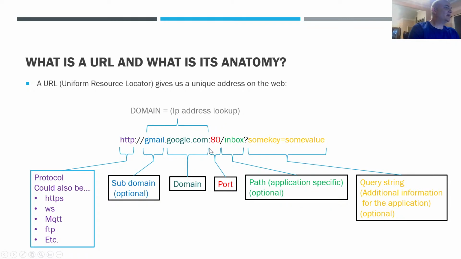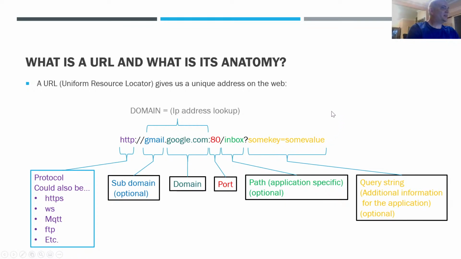Then after that comes a port, 80. Very often you don't have to put the port in, but we'll discuss that in a moment. Then after that, we've got a path. It's application specific, and this is also optional. In other words, we're trying to go through to an inbox. And then after that, we've got some sort of query string where we can give the application additional information, which comes in key and value pairs.